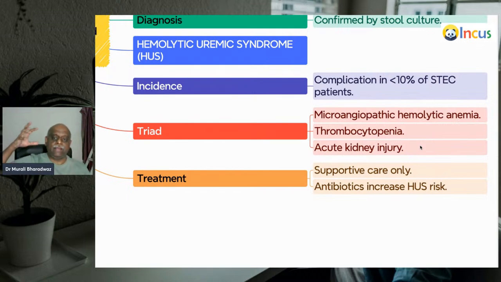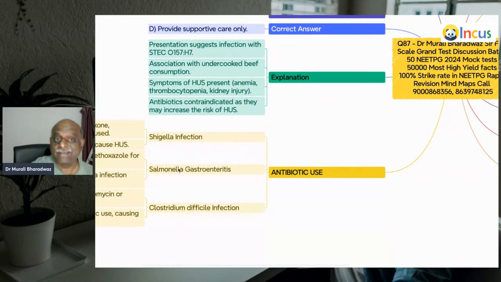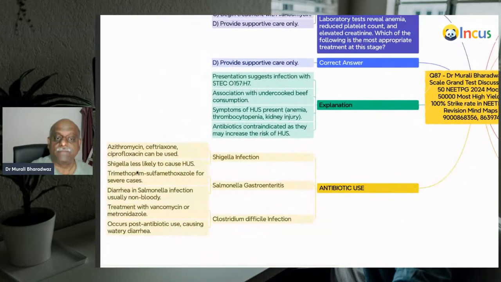Microangiopathic hemolytic anemia, thrombocytopenia, acute kidney injury, generally supportive care. And be careful, antibiotics increase the risk of HUS. Antibiotics contraindicated in HUS is what you have to remember.